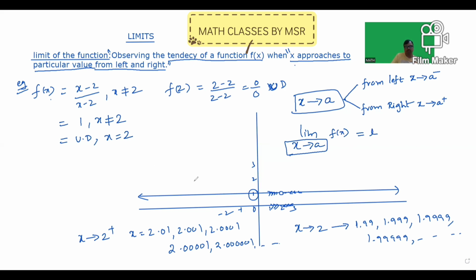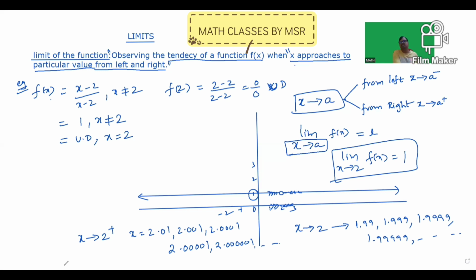But in this problem, when x is approaching 2, f of x is approaching 1. So this is called limit of the function. So observing the tendency of a function when x approaches a particular value from left and right is called limit of the function.